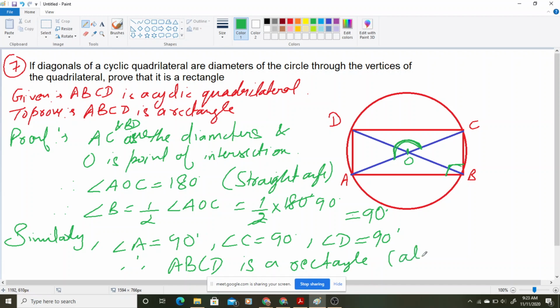Why? Because all angles are 90 degree. So this is what we have to do.